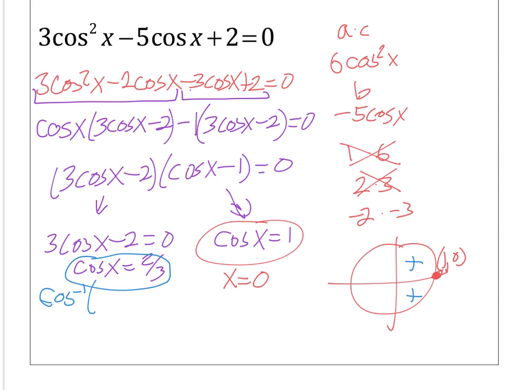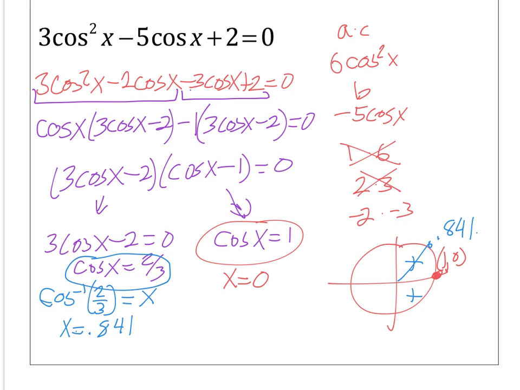inverse of 2/3, and that should give me an x value. And when I do that, I'm going to get a nice decimal, and by nice I mean not so nice. So cosine inverse of 2/3, I get 0.841. Which is the positive version.